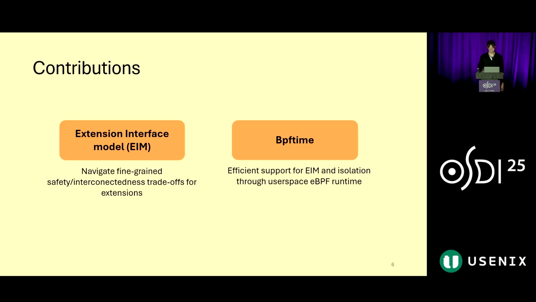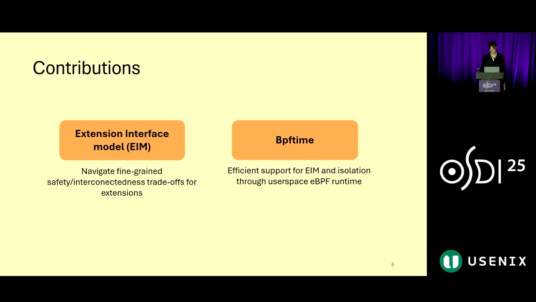So we present a two-part solution that addresses all three requirements. First, to help navigate fine-grained safety-interconnectedness trade-offs, we create an extension interface model, or EIM, to solve the interface problem. EIM treats every extension capability as a named resource and uses a two-stage specification approach. Second, we create bpftime, a new user-space eBPF runtime that provides efficient support for EIM and isolation.